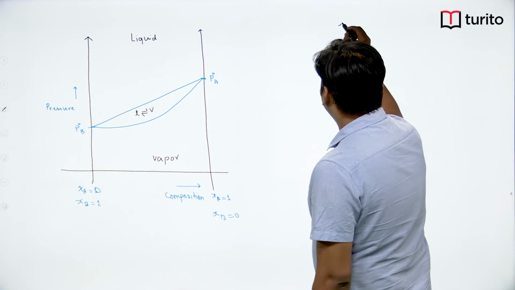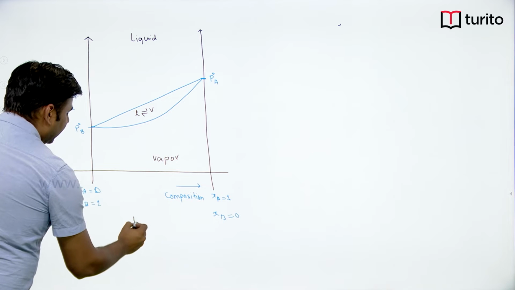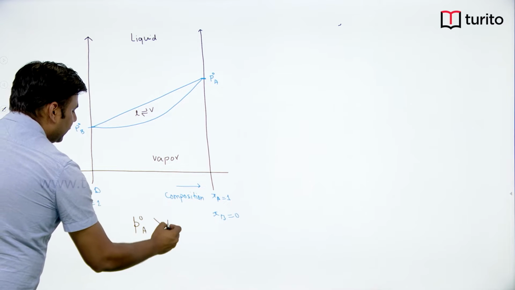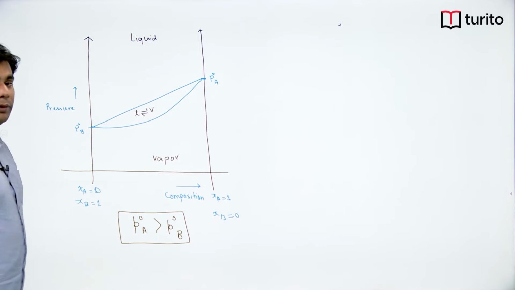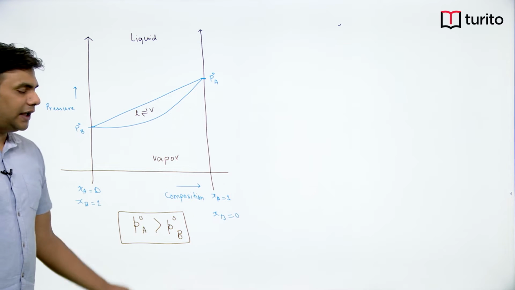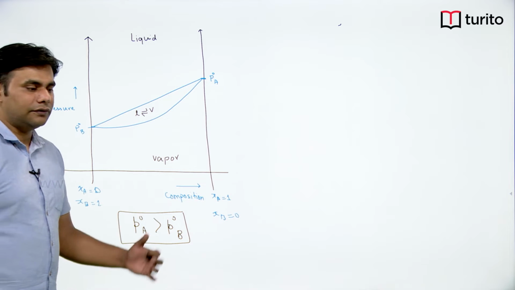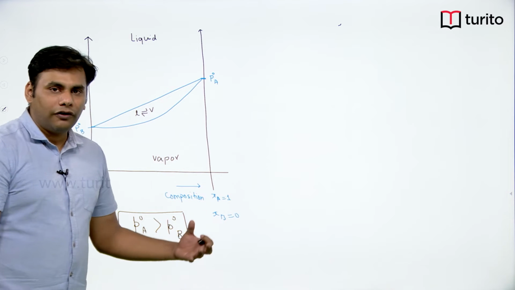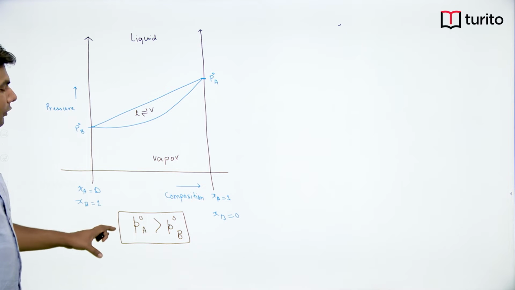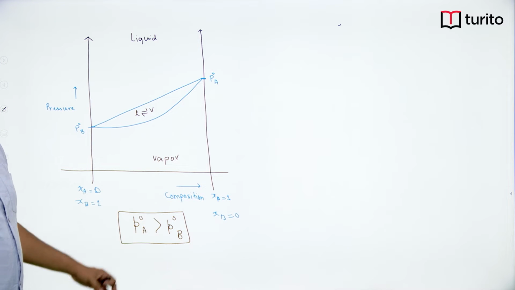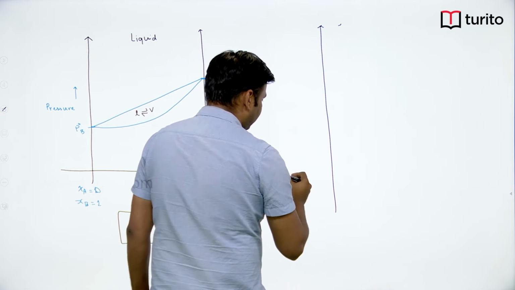Now suppose we consider another case. In this case we have assumed that P naught A is greater than P naught B. When P naught A is greater, it means that A is forming more vapor at a given temperature than B. So it means that A is more volatile. The substance which is more volatile will have more vapor at a given temperature and will exert more vapor pressure. So we have plotted this for P naught A greater than P naught B, that is, A is more volatile than B.